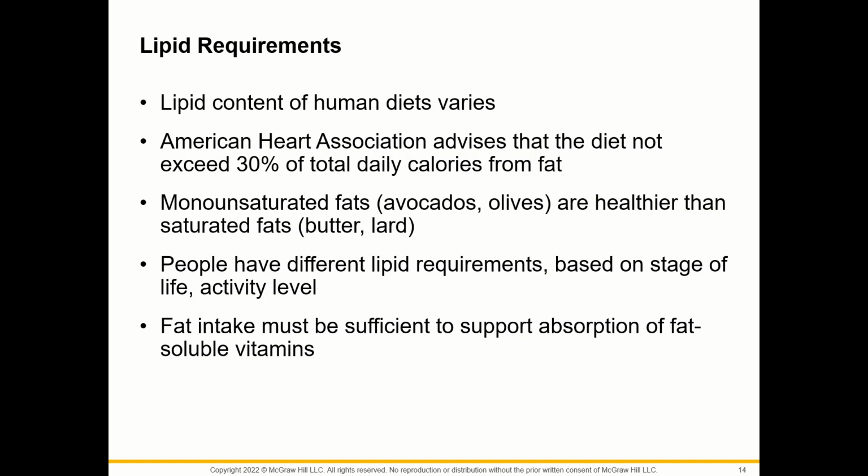The lipid requirements are going to vary in the human diet. However, the American Heart Association advises that the diet does not exceed 30% of the total daily calories from fat. Recall that monounsaturated fats are the healthiest, and you find those in avocados and olives. And they are healthier than saturated fats, which are found in butter and lard. People have different lipid requirements based on the stage of life and their activity level. Fat intake must be sufficient to support the absorption of fat-soluble vitamins.